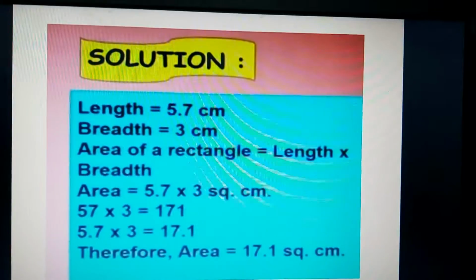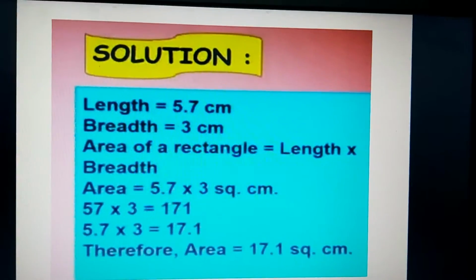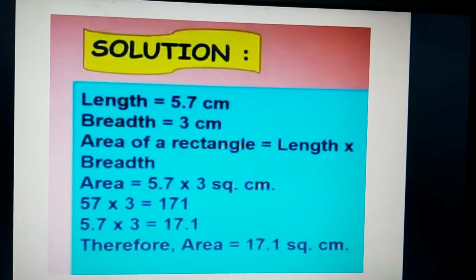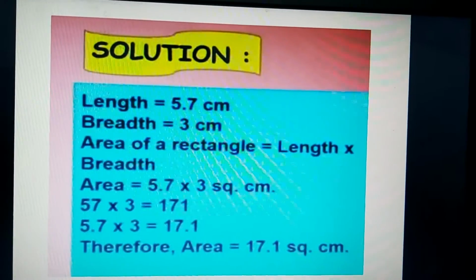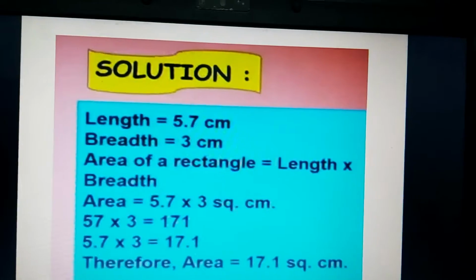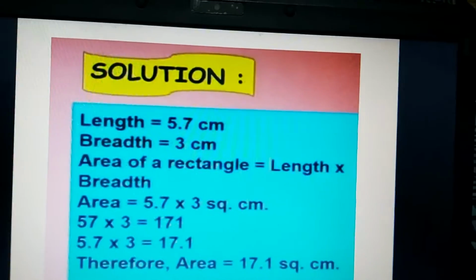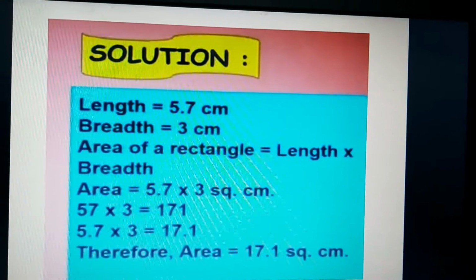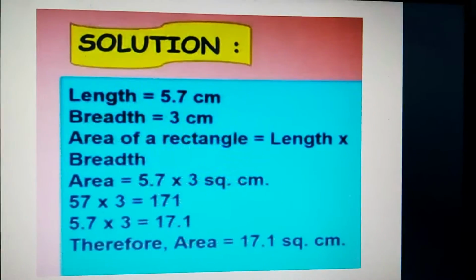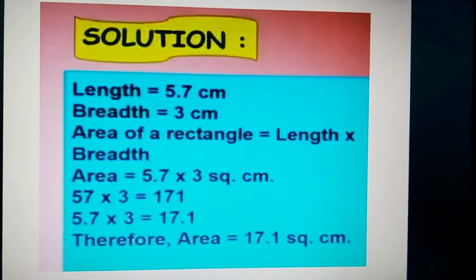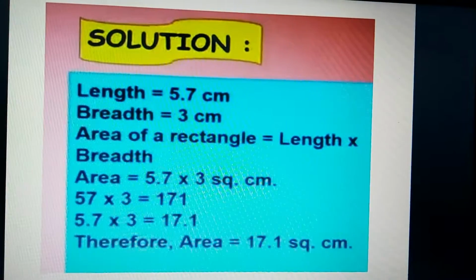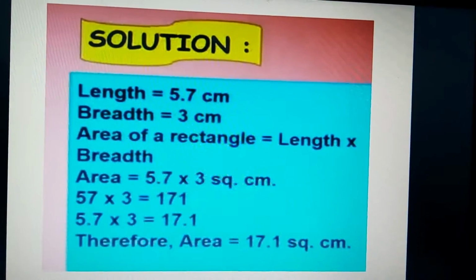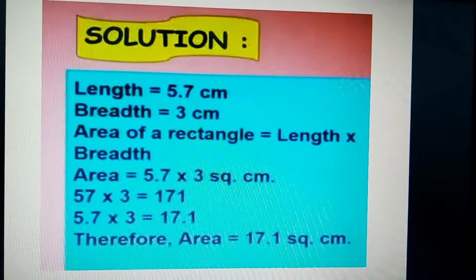So area equal to 5.7, that is the length, into breadth, that is 3 centimeter. So 5.7 into 3. Here we have to multiply 5.7 into 3. So we will have the answer 17.1. So therefore that is the area, 17.1 square centimeter. That is the answer.